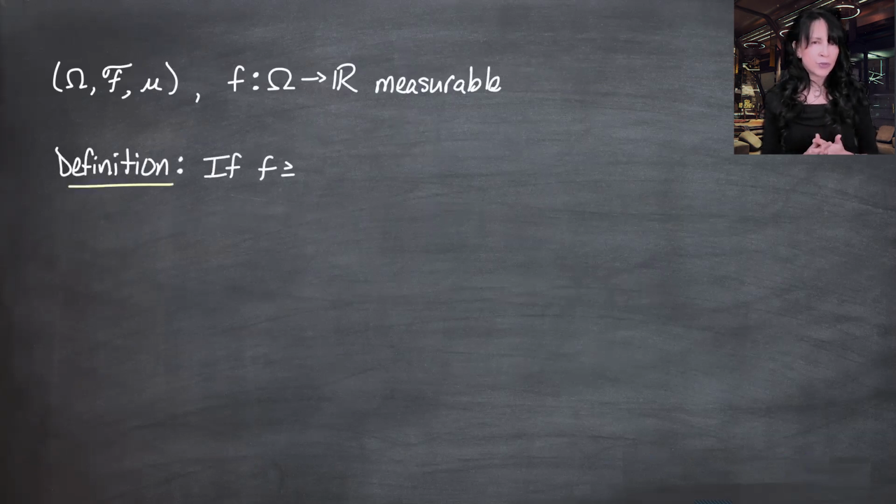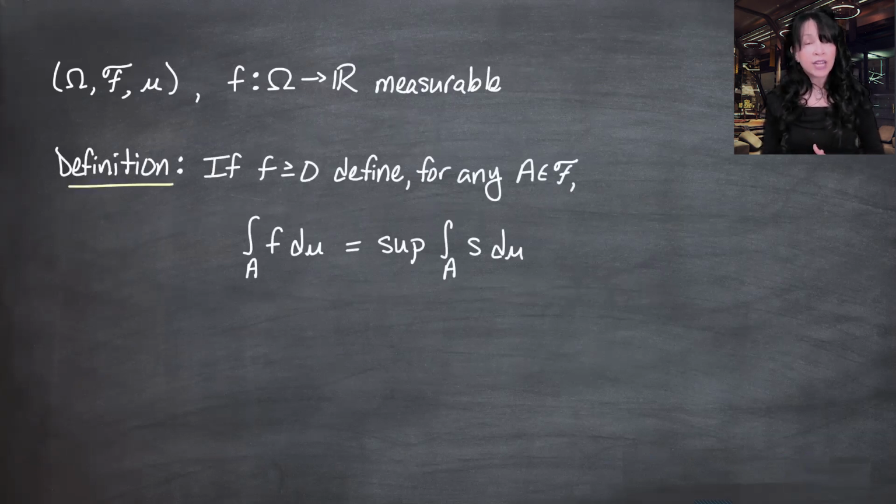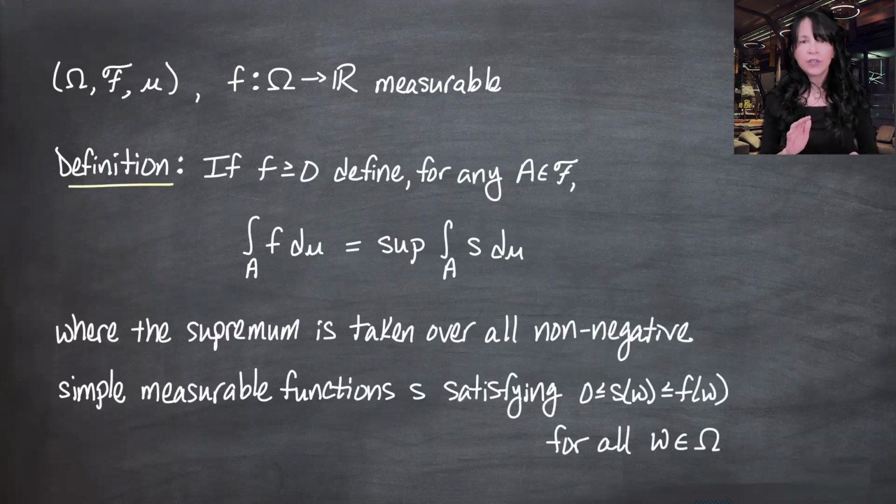So if f is greater than or equal to 0, we're going to define for any set A in the sigma field the integral of f over A against the mu measure. So d mu is going to be defined as a supremum of integrals over A of a function s d mu, where the s's are simple measurable functions. We're looking at all non-negative simple measurable functions that are trapped between 0 and f for all, or even almost all, omega.